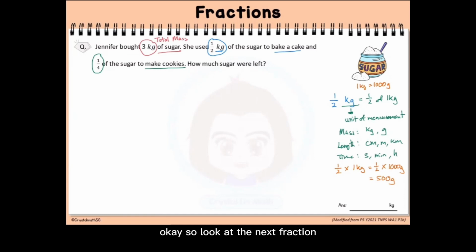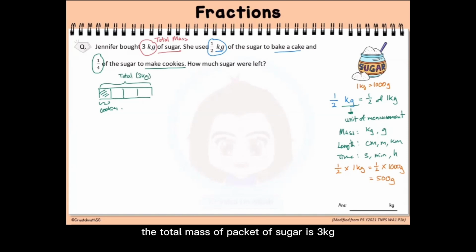Okay, so look at the next fraction, 1 out of 4. There are no units of measurement behind it. There's no kilogram, no meter, no kilometer. Then this is a fraction of a set that we learned in P4. A fraction on its own is a proportion. So we cut this into 4 boxes depending on the denominator, and we want one of the boxes to make cookies. We know that the total mass of the whole sugar is 3 kilograms. So we are taking one box out of the 4 boxes of the total mass of the sugar that we bought.